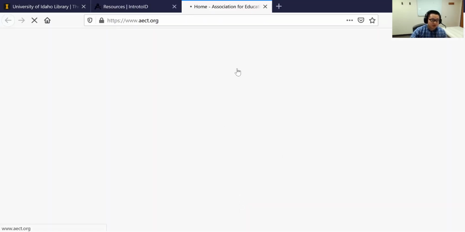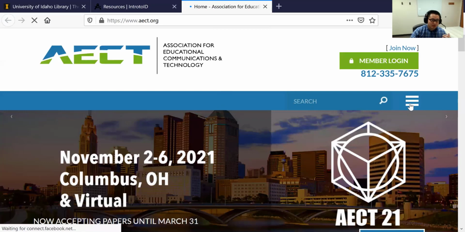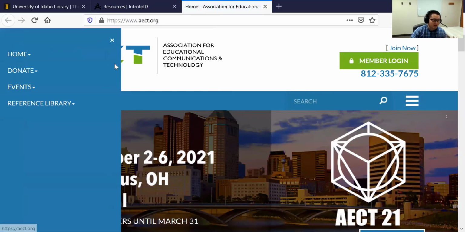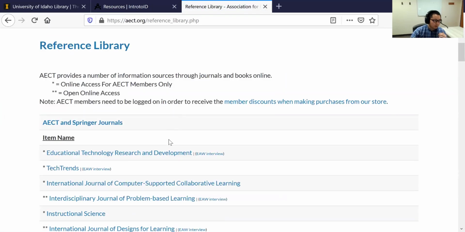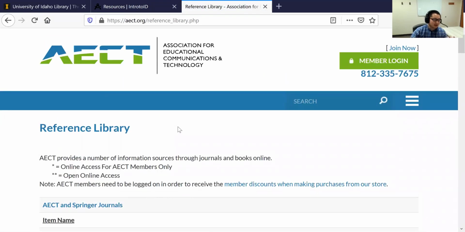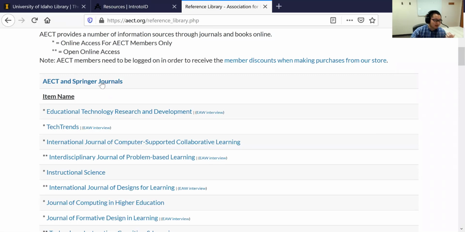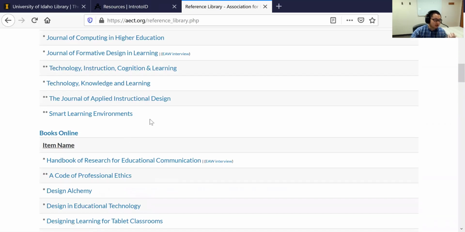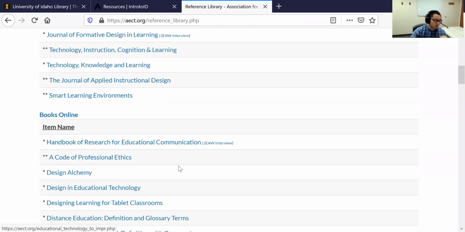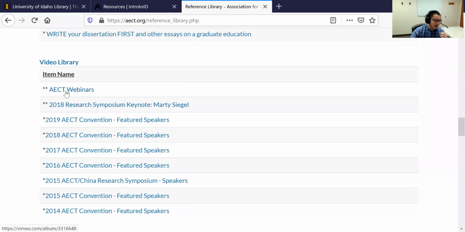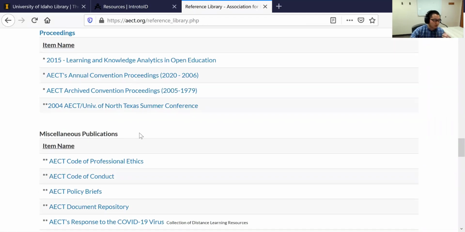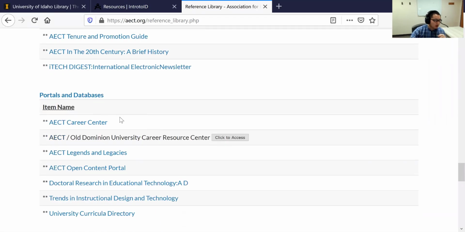What I like to do is to go to their recommended resources to check out if they have anything that could be useful. So for AECT, for instance, they recommended several journals, some of which are open access, so you might be able to read for free. So there are books online that you can check out. They have webinars that they have conducted in the past. Check out those recordings as well.